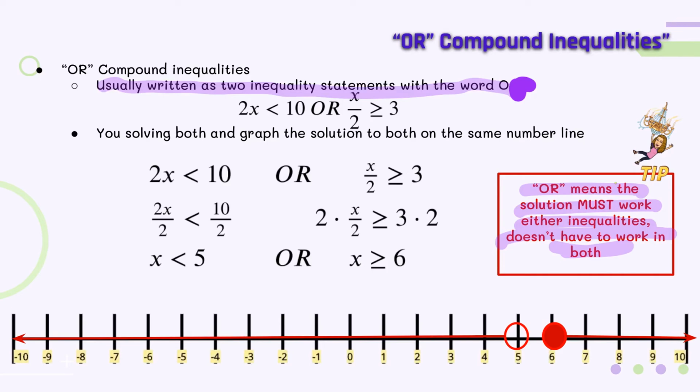So if we solve this, I get 2x is less than 10, so x is less than 5. I'm going to graph x is less than 5 over here. And then I solve this one, I get x is greater than or equal to 6, so I'm going to graph here. So either of these solutions will work. Usually in an "or" compound inequality, you're going to have your two arrows going opposite ways, and you'll have a space in between in which the solution does not work.